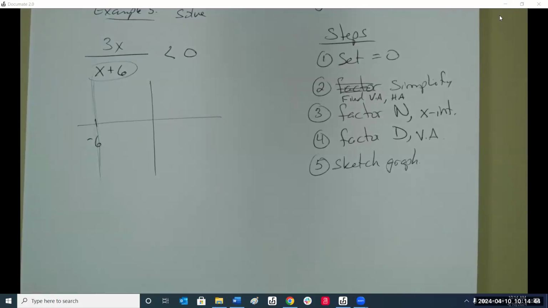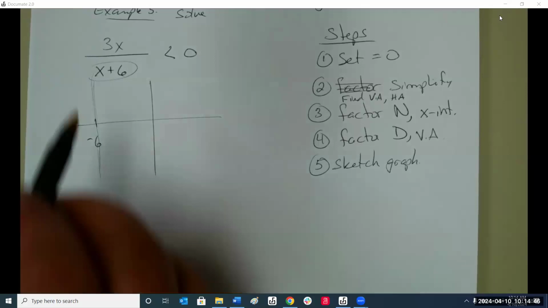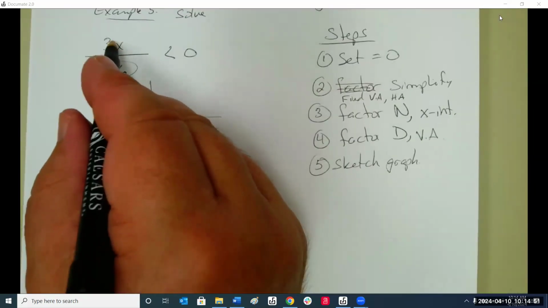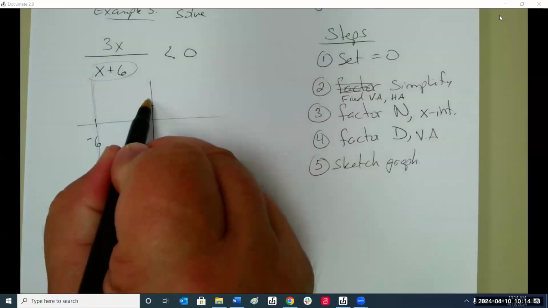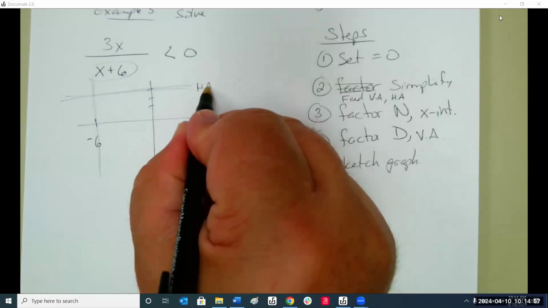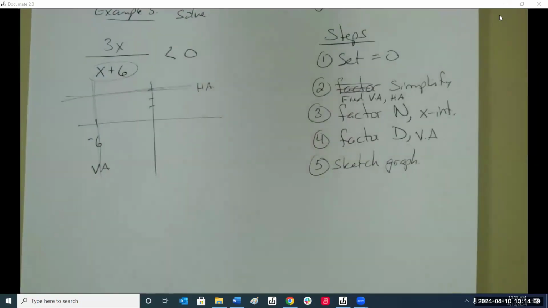Just look at only the leading terms, and just divide them. If they're equal degree, it's just the coefficients. It's at 3. So here's our horizontal asymptote, here's our vertical asymptote.